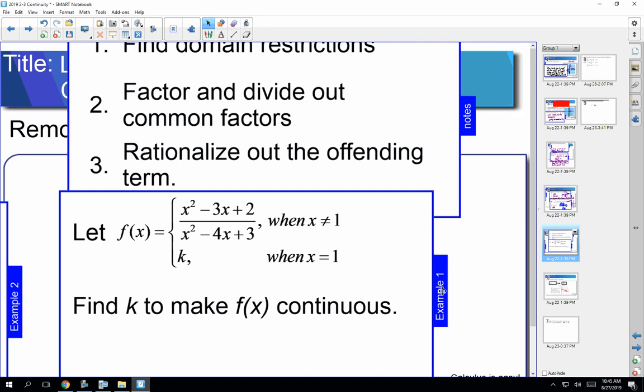And then the removable is just a matter of defining a specific y value to go with x equals 1, in this case, that will fill in the hole. That's it. So it's a specific y value that will fill in the hole. Super easy. When we say rationalize out the offending term, all we're going to do is get our simplified version of this function, plug in 1, and whatever output we get when we plug in 1 to the simplified version of this, the rationalized one, is the value that we're going to make k to fill in the hole.